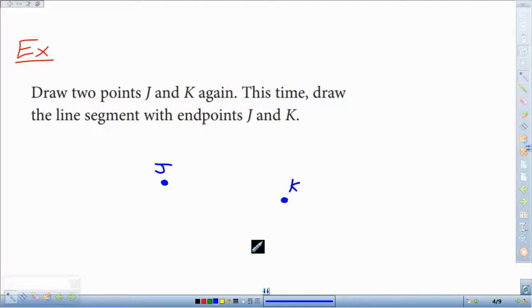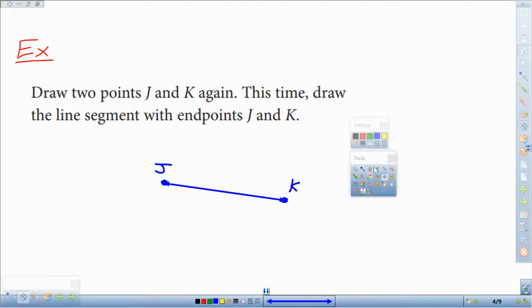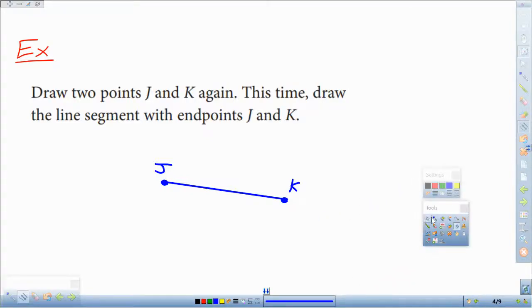Well, since this is a line segment, I know that this is not going to be going in both directions forever like a line would be. It's just going to be contained within J and K. So for a line segment, I just need to do this. Okay, and now, by the way, there are still little arrows in there. Let's make this look better. Okay, there we go. All right, so there is segment JK.